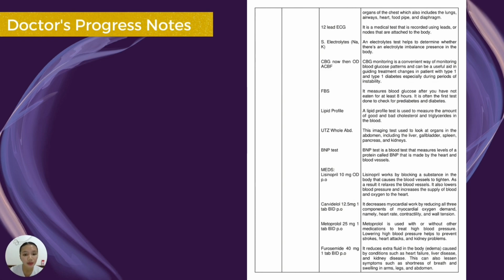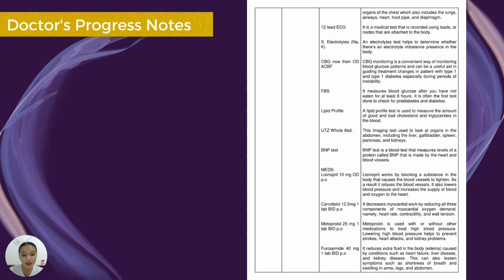Now we have carvedilol, 12.5 milligram, one tab BID, or twice a day per OS. This decreases the myocardial work by reducing all three components of myocardial oxygen demand, namely the heart rate, the contractility, and the wall tension. Now for the metoprolol, 25 milligram, one tab, twice a day per OS. This is used with or without other medications to treat high blood pressure or hypertension. Lowering high blood pressure helps to prevent strokes, heart attacks, and kidney problems.